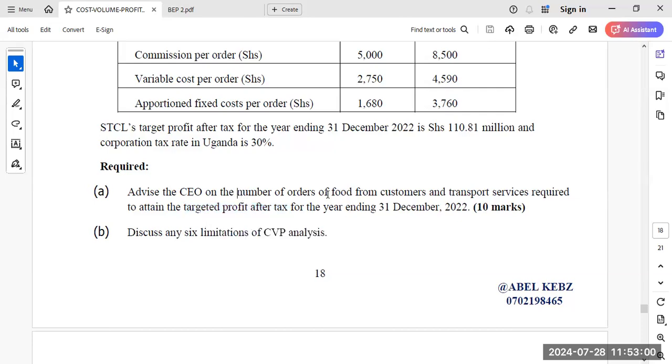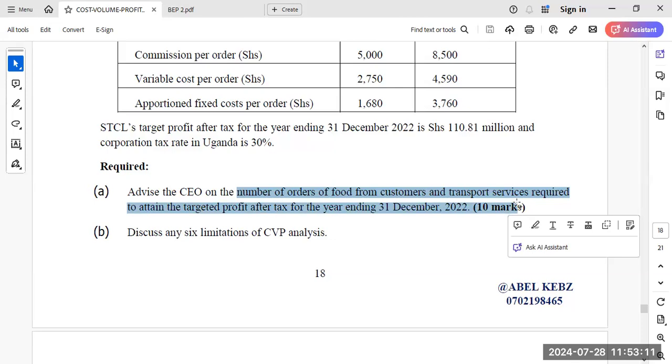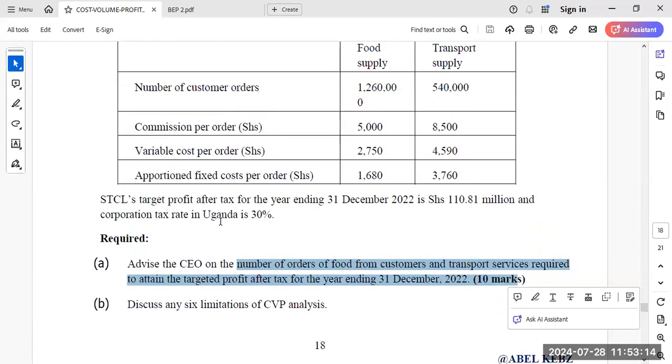So we need the number of orders of food from customers and transport services. In short here, when you see such a kind of question, you need to think about just break-even point in units. So we can handle this very fast. We can handle this now. I believe with our background, this is not very hard.